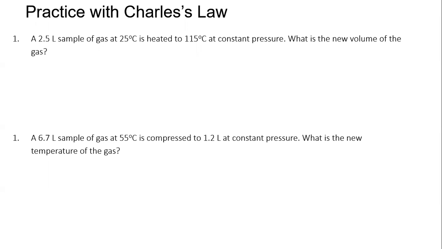So in the first example, we have a 2.5 liter sample of gas at 25 degrees Celsius. It's heated to 115 degrees Celsius at constant pressure. What is the new volume of the gas?